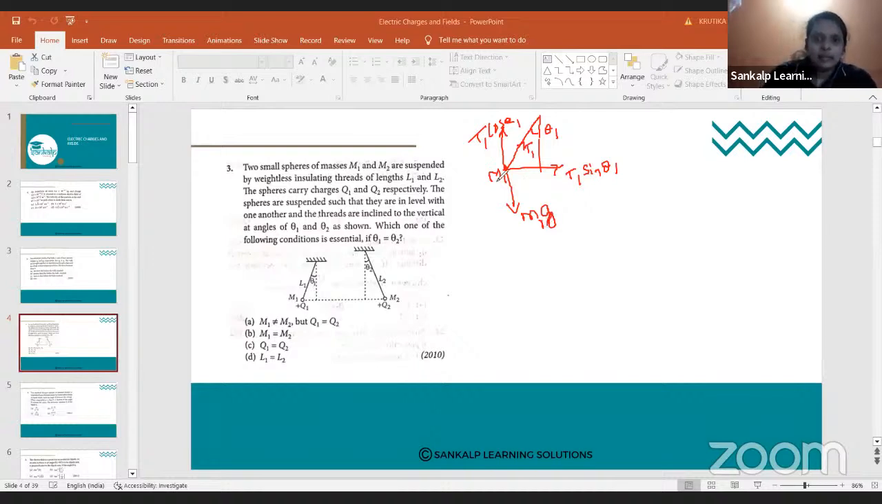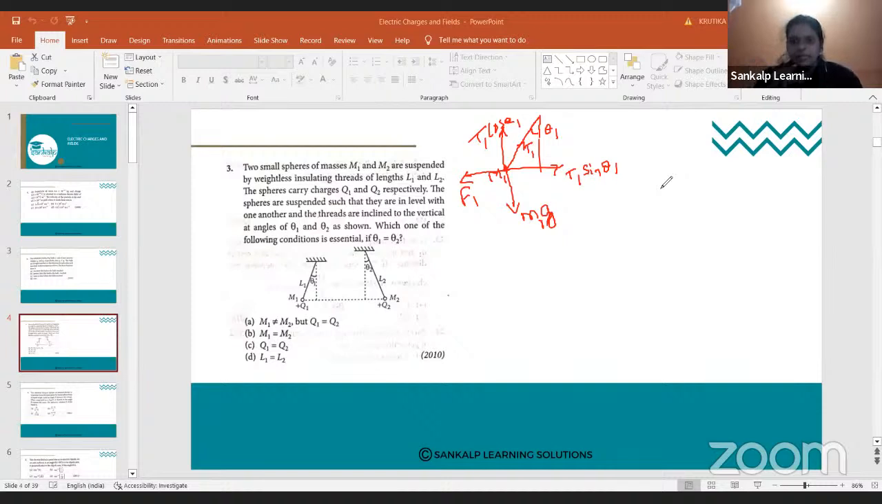T1 sin theta 1 is balanced by the force F1. Okay. So here in the figure, your T1 is resolved into two components, T1 cos theta 1 and T1 sin theta 1. T1 sin theta 1 is balanced by the F1 force. T1 cos theta 1 is balanced by the downward force, that is M1 into G.